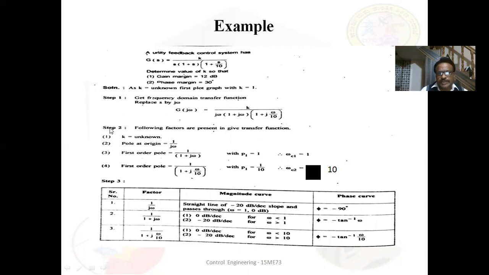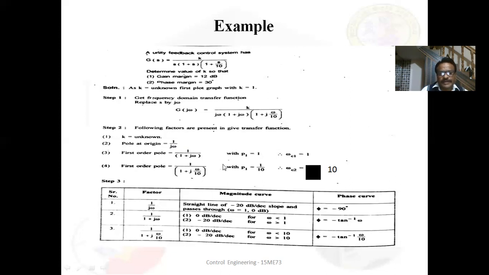Then, coming to step number 2, identify the factors. How many factors are there? Here, K, one pole at origin, then a first order pole, then another first order pole. There are four factors in that, so identify the corner frequencies. K is unknown. The pole at origin is 1 by j omega, or 1 by s. Then the first order pole is 1 by 1 plus j omega.